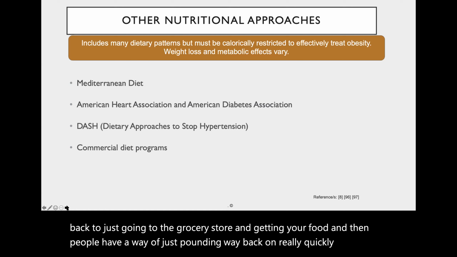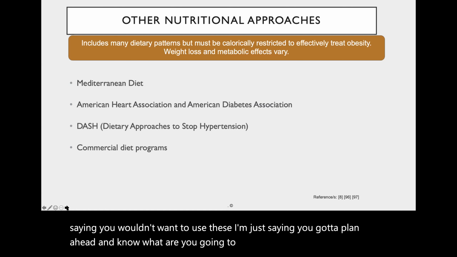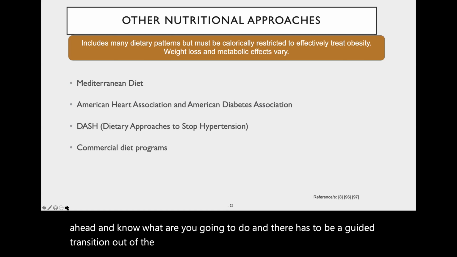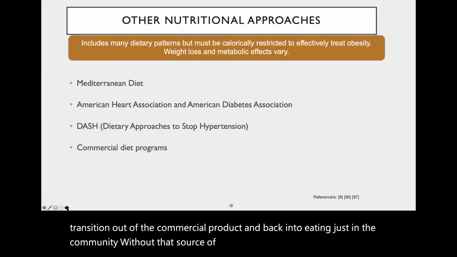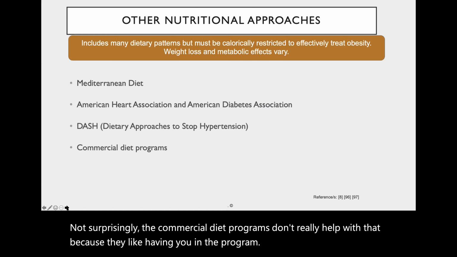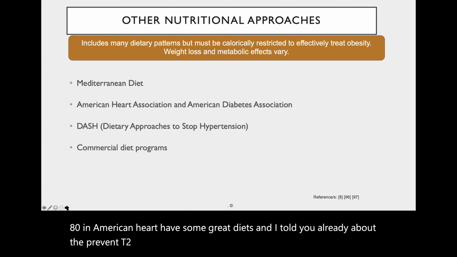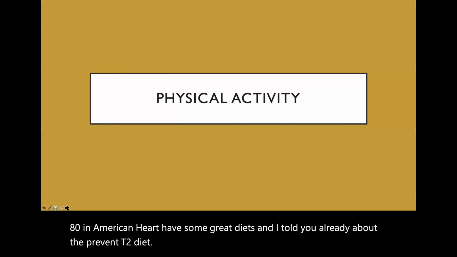So I'm not saying you wouldn't want to use these. I'm just saying you got to plan ahead and know, well, what are you going to do? And there has to be a guided transition out of the commercial product and back into eating just in the community without that source of food. Not surprisingly, the commercial diet programs don't really help with that, because they like having you in the program. ADA and American Heart have some great diets, and I told you already about the Prevent T2 diet from the Diabetes Association. It's really good.